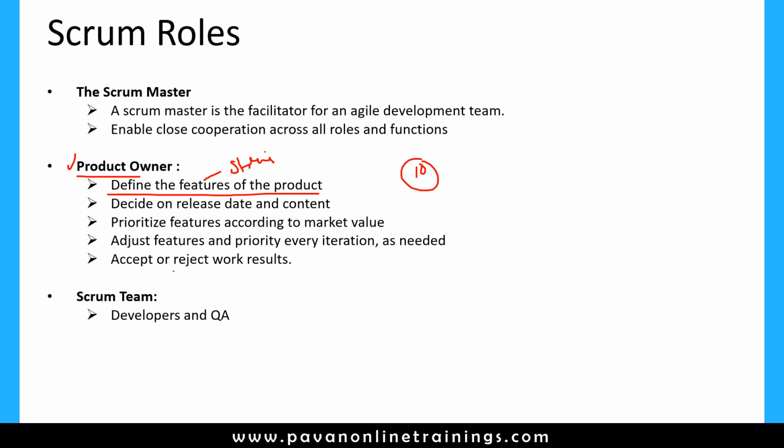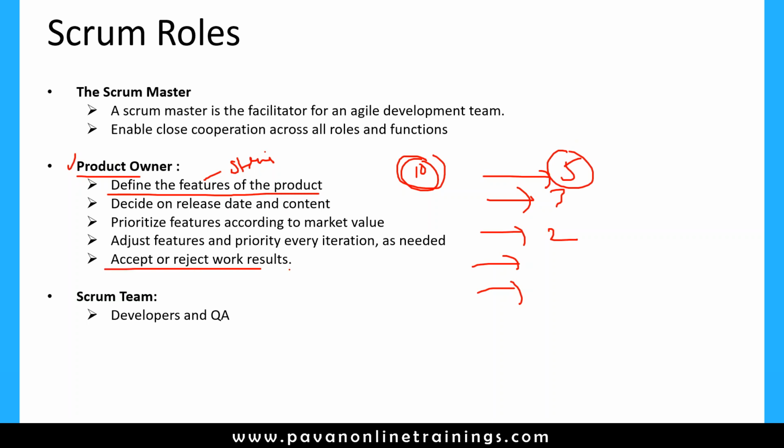And he is also responsible for adjusting features and priority every iteration as needed. Sometimes initially we got 10 requirements from the customer, and the product owner is responsible for deciding what are the first features we need to deliver, because we don't deliver all the features at the same time to the customer. We will deliver them version by version. In the first version we will deliver a few features, in the second version a few more features like this. So what features we need to go first is decided by the product owner.